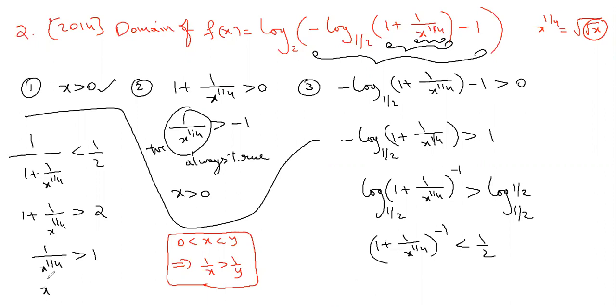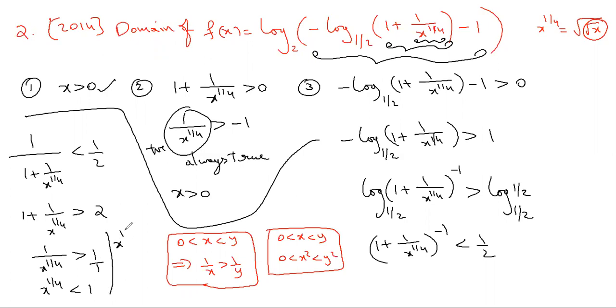Now again, 1 by x power 1 by 4 is greater than 1, so x power 1 by 4 is less than 1. Again, we are taking the reciprocals. When you take the reciprocals and both are positive, the inequality will be reversed. Now, one more property: when you have both positive numbers, you can square the inequality and the inequality remains the same. Both should be positive numbers. If you follow that, then you square it, and you get x power 1 by 2 is less than 1. And again square it, x less than 1.